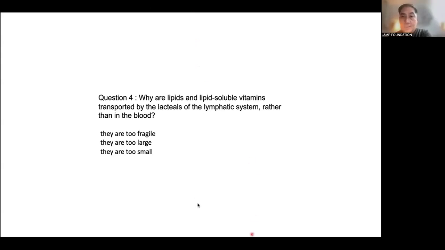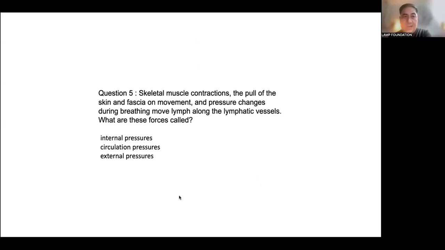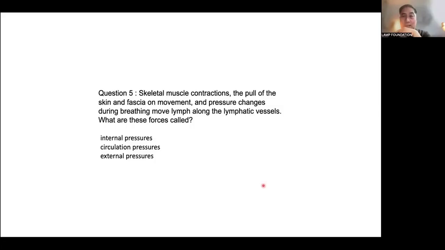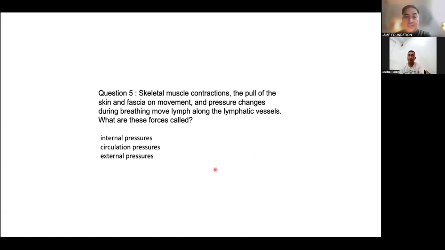They are too large. Skeletal muscle contractions, the pull of the skin and fascia, and pressure changes move lymph along the lymphatic vessels. What are these forces called?